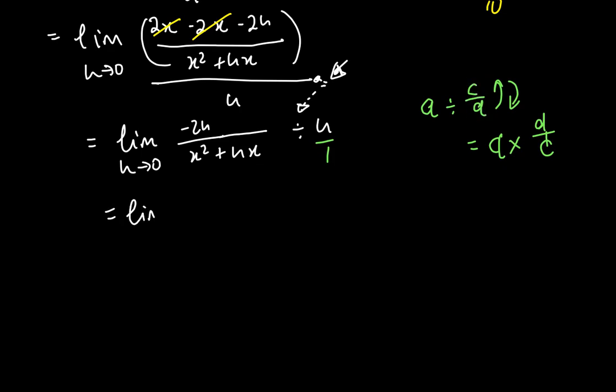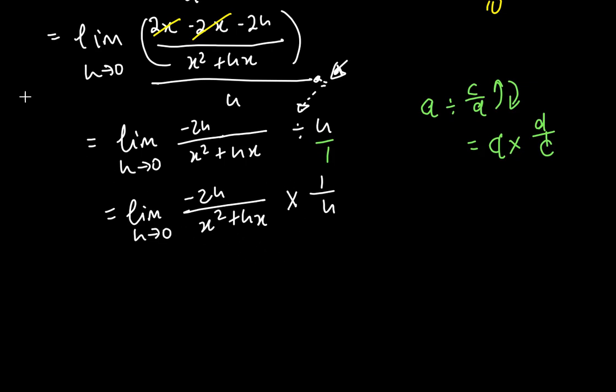So I'm going to have the limit of negative 2h all over x squared plus hx. Then I'm going to multiply by 1 all over h. So I just swap the numerator and denominator. The numerator is now the denominator, and the denominator is now the numerator. That's what we did, and now we have multiplied, as h approaches 0.